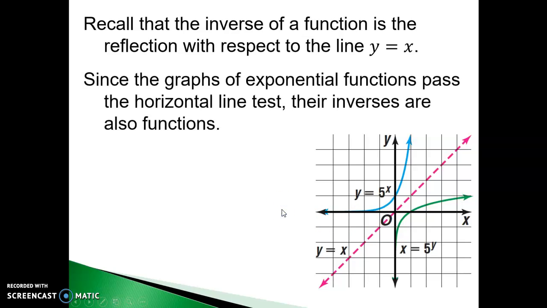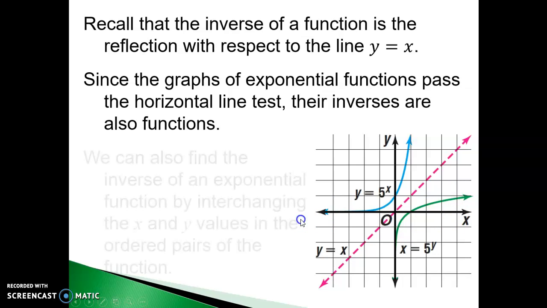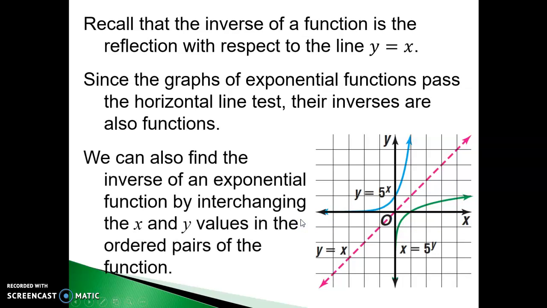And since the graph of exponential functions pass the horizontal line test, meaning I can drag a horizontal line all the way down and it only touches the blue graph once, that means that the green one is going to pass the vertical line test, saying that it's a function.